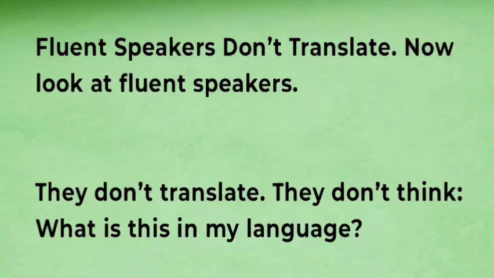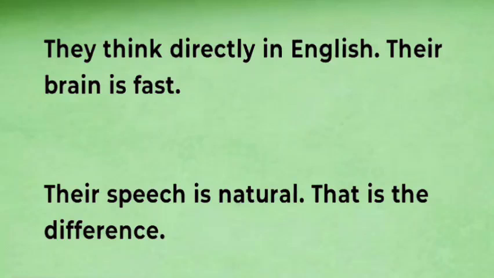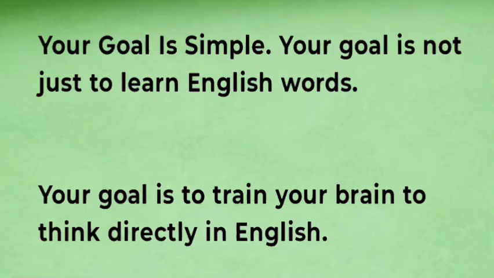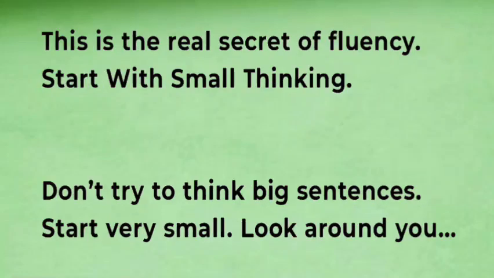Fluent speakers don't translate. Now look at fluent speakers. They don't translate. They don't think, what is this in my language? They think directly in English. Their brain is fast. Their speech is natural. That is the difference. Your goal is simple. Your goal is not just to learn English words. Your goal is to train your brain to think directly in English. This is the real secret of fluency.